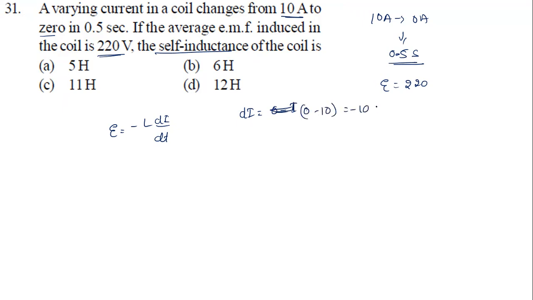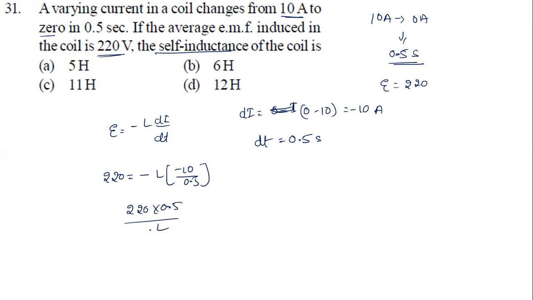So you get minus 10 ampere. That means final value of current minus initial value of current, and dt is the time taken for the change. How much is it? 0.5 seconds. So 220 equals minus L times minus 10 divided by 0.5. The minus and minus cancel, so it becomes 220 into 0.5 by 10, equal to L.